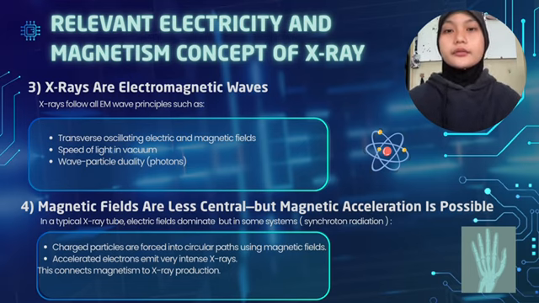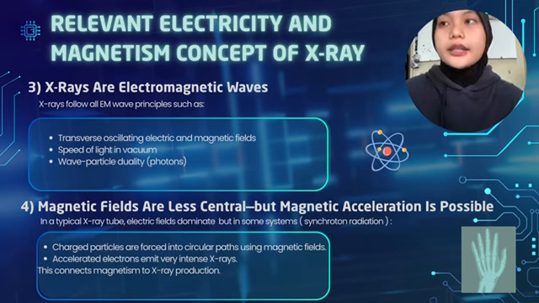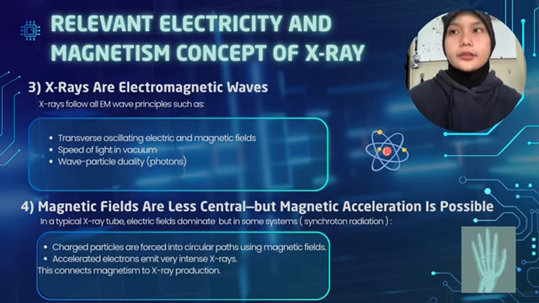Moving on to the last relevant electricity and magnetism concept of an X-ray: magnetic fields are less central, but magnetic acceleration is possible. What is meant by this? In a typical X-ray tube, the electric field is dominant, but in some systems such as synchrotron radiation, charged particles are forced into a circular path using a magnetic field. The accelerated electrons emit very intense X-rays. So these concepts connect magnetism to X-ray production.